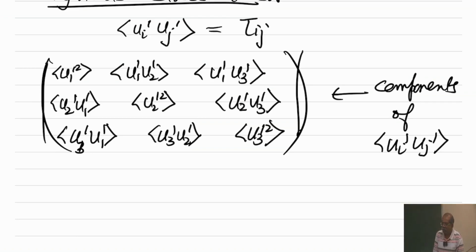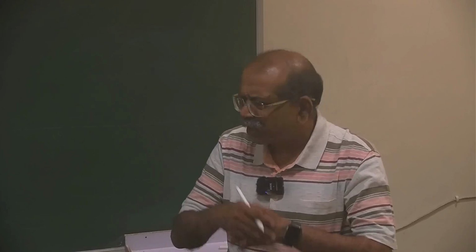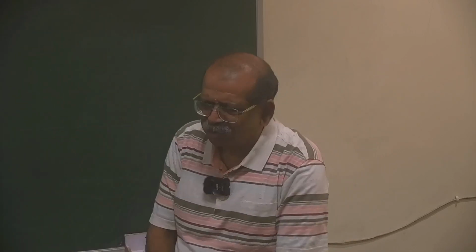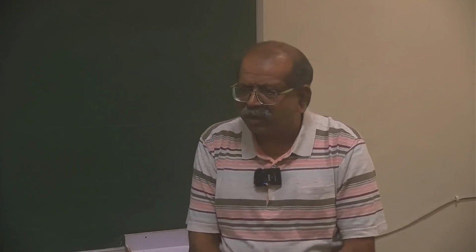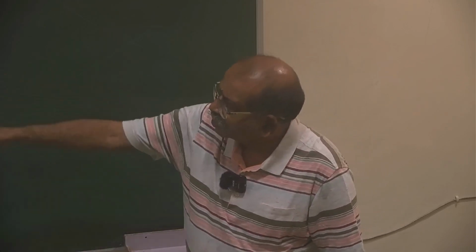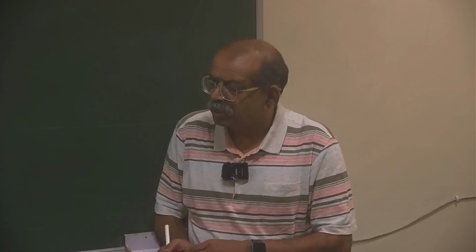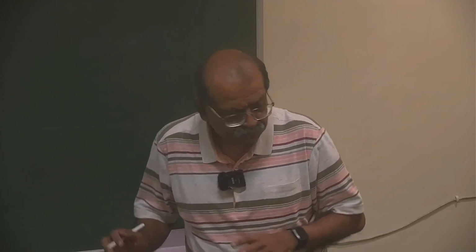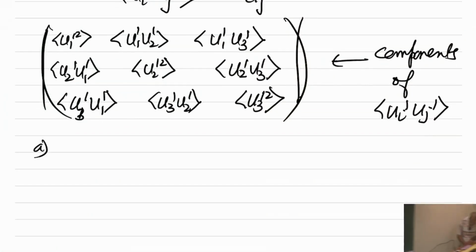What are the properties of the tau ij tensor? Anything comes to our mind? What all can you think? Think of anything which is related to this tensor. One is it is symmetric. Does everybody see that? Because the cross diagonal terms, the average of u1 prime u2 prime, has to be the same as the average of u2 prime u1 prime. So it's very clear that firstly this is symmetric.